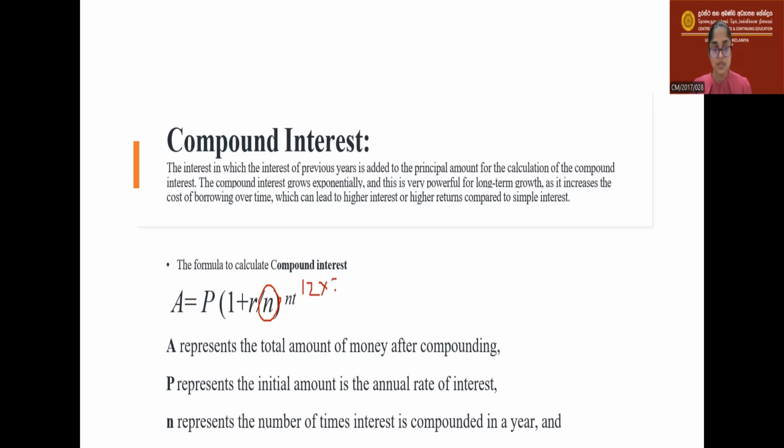If it is 365, then n would be that. And what about the years? If it is 1 year, then you take only 1. If it is 2 years, then you take t as 2, right? Likewise, just have a look at the formula. A means the total amount, which you get as P, the principal amount, times 1 plus r divided by n, to the power of nt. Then you get the whole thing, and you multiply by the principal amount. Then you can get the total amount, right?